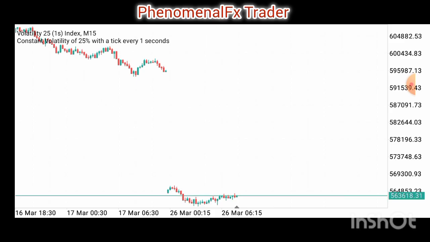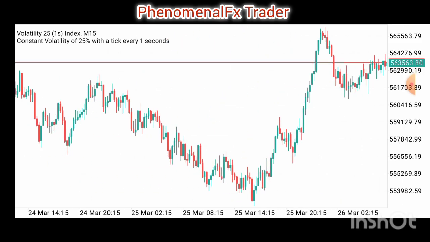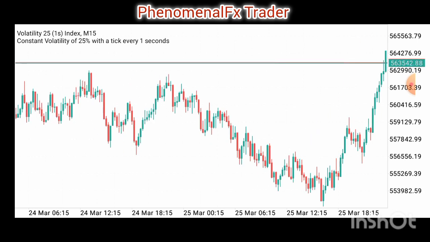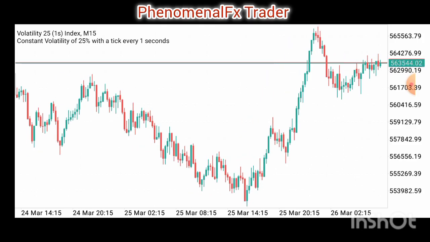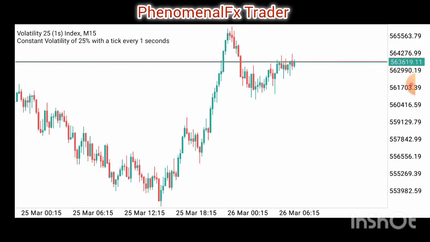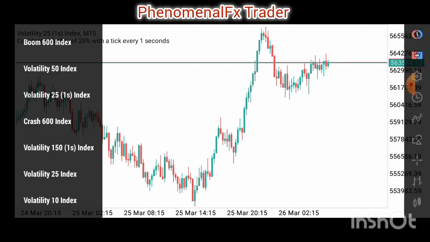I mostly consider these things on a higher time frame, at least from the 1 hourly time frame. If you look at this kind of strategy on the 1 hourly time frame, it's even better than the 15 minutes time frame. Although the 15 minutes time frame also works, the higher the time frame, the more accurate the setup you see.